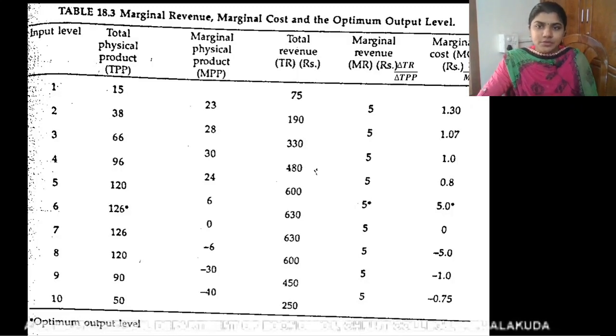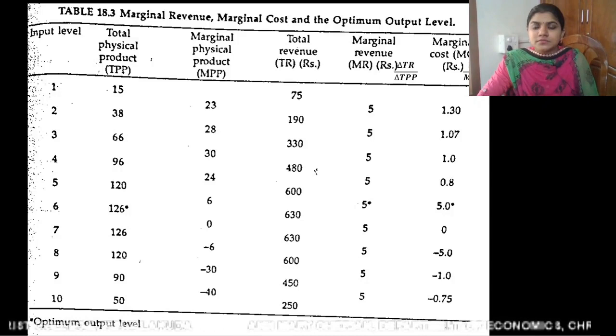From total revenue, we can calculate marginal revenue. Marginal revenue is the change in total revenue by change in total physical product. We can also say that it is the price per unit of output. We know that the price per unit of output is 5 rupees. So 5 rupees is the marginal revenue and it remains the same throughout the input levels.